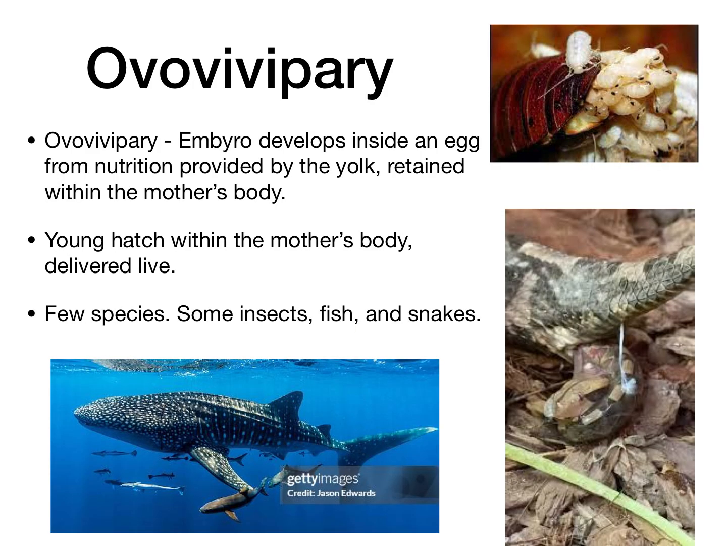Ovoviviparity: there's still the embryo developing in an egg, still with the nutrition provided by the yolk, but the mother retains the egg inside her body. Extra protection. Eggs are a great source of nutrition for other animals, and this is a way of protecting them. They hatch from the egg inside the mother's body, and then she delivers them live. It looks like live birth, but it's not. So there are some insects, there are some snakes, and this is actually a whale shark giving birth.